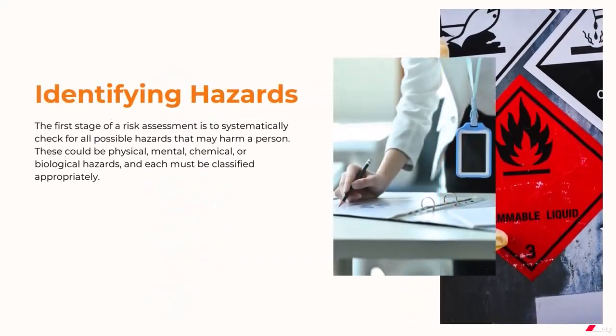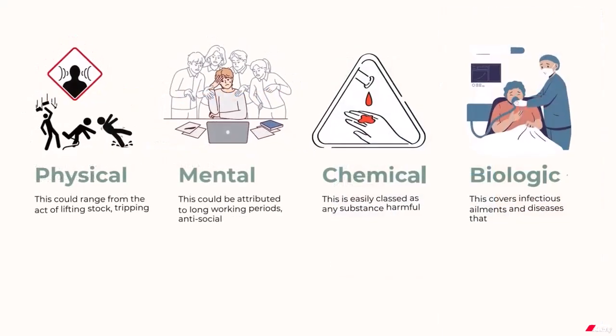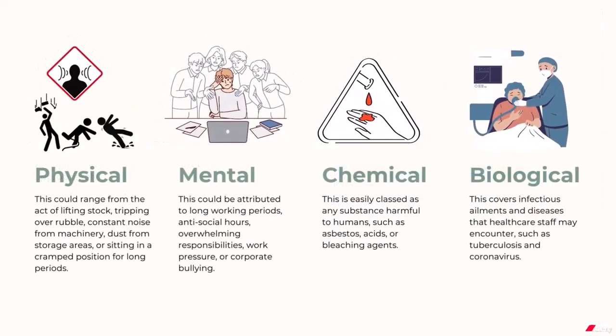Identifying hazards. The first stage of a risk assessment is to systematically check for all possible hazards that may harm a person. These could be physical, mental, chemical, or biological hazards, and each must be classified appropriately. Physical. These could range from the act of lifting stock, tripping over rubble, constant noise from machinery, dust from storage areas, or sitting in a cramped position for long periods.